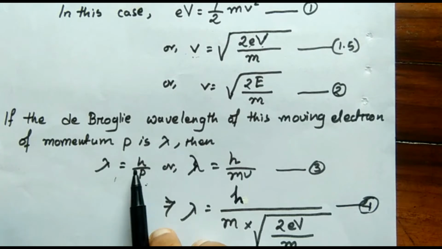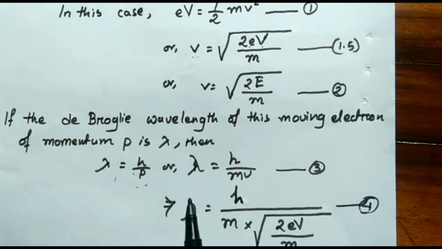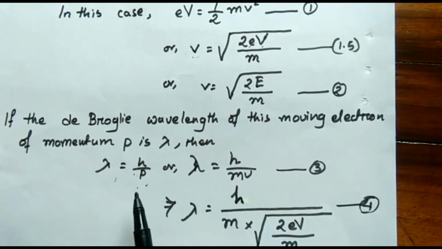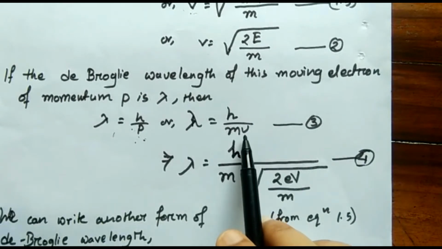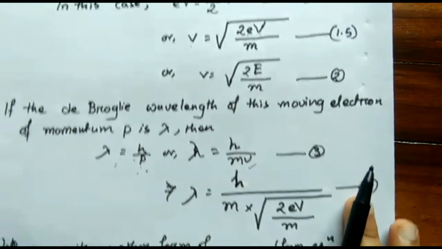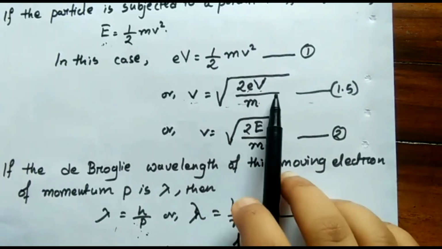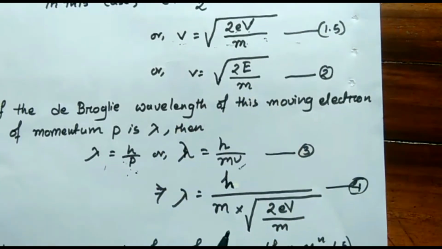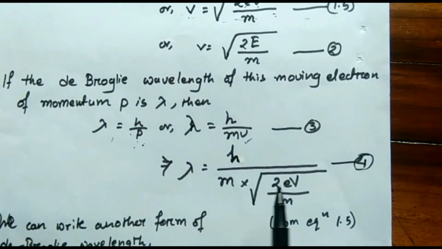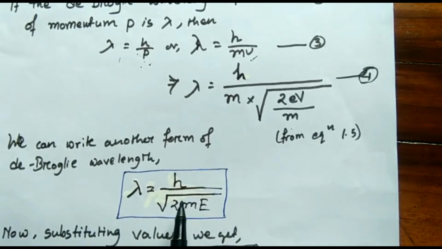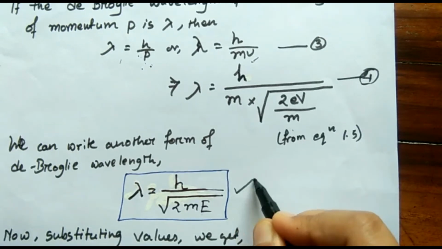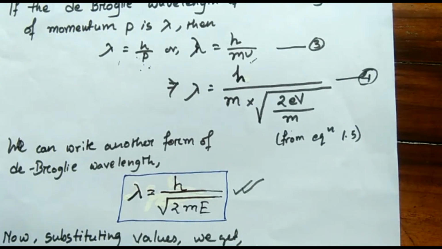I have shown you how this lambda equals h by p comes from Planck's theory. So lambda is equal to h by mv. Instead of p, we can write mv. Now substituting the value of this small v from equation 1.5, we can write that lambda is equal to h by m into root over 2eV by m. So we can write another form of de Broglie wavelength, that is lambda is equal to h by root over 2meV. This formula we can use while solving various numerical problems.